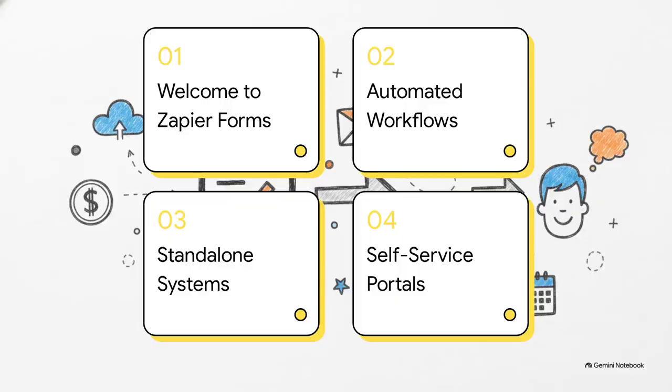Here is today's class syllabus. Module 1, Welcome to Zapier Forms. Module 2, Triggering Automated Workflows. Module 3, Building Your Standalone Systems. And finally, Module 4, Mastering Self-Service Portals. We have a packed explainer today, so sit up straight, grab your notes, and let's get into it.